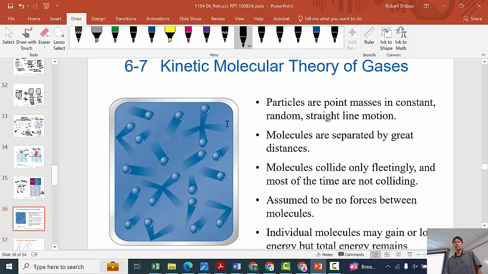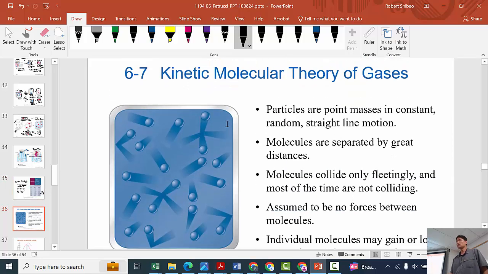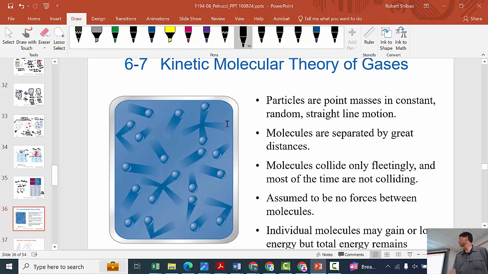We're going to come back to that. We're going to talk more about that when we get to, we're doing an experiment with that. But I'm going to move on to kinetic molecular theory of gases. This is kinetic molecular theory of ideal gases, because there are some things that are restricted to ideal behavior.